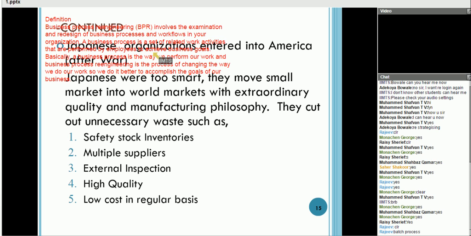Now after the World War, Japanese organizations entered into America. Japanese were too smart. They moved from a small market into the world market with extraordinary quality and manufacturing philosophy. They cut out unnecessary waste such as safety stock inventories, multiple suppliers, external inspection, achieving high quality and low cost on a regular basis. Because competitive market is very important, to achieve the goal of having a competitive market, the Japanese entered the market. So they further upgraded the re-engineering process and eliminated all these processes, because they felt that they are unnecessary, as they have a great belief in the quality of their product.